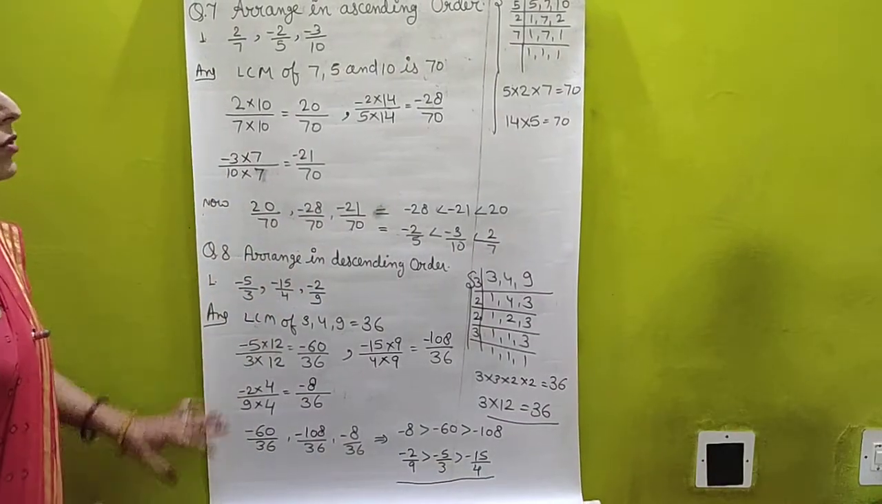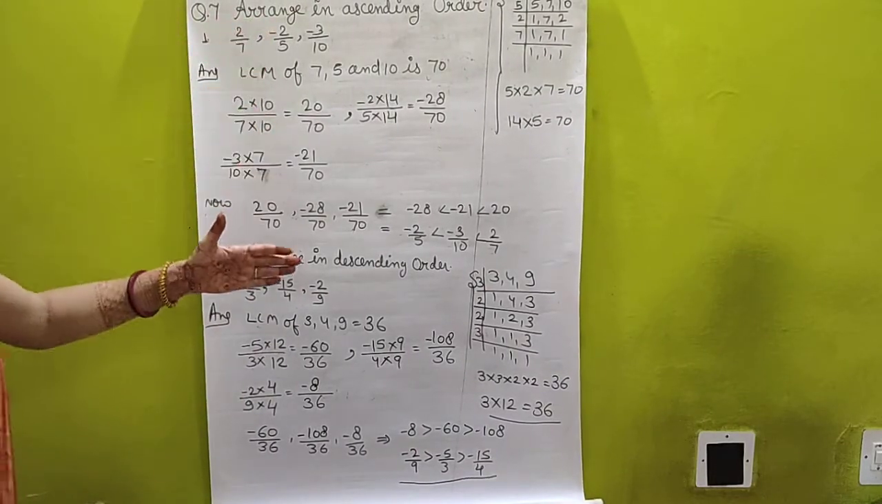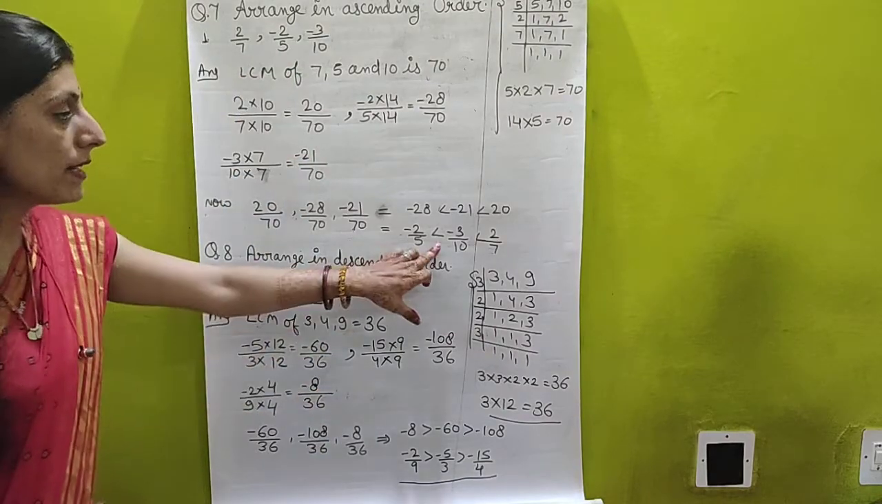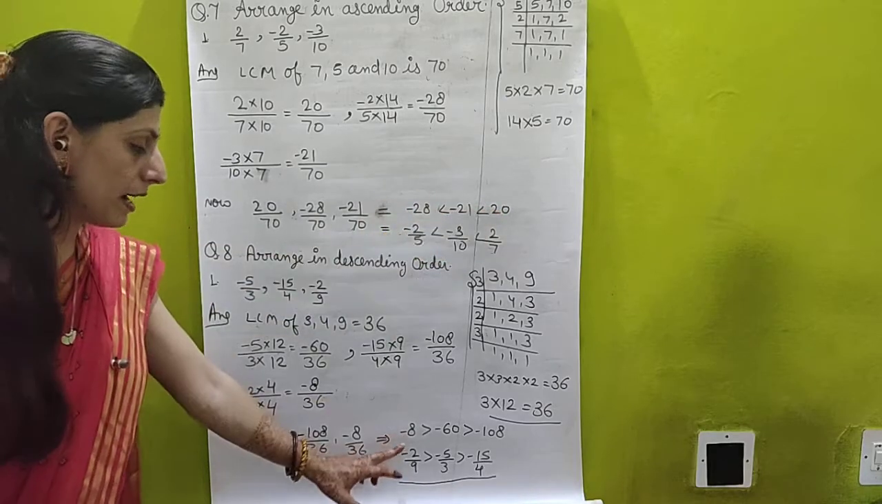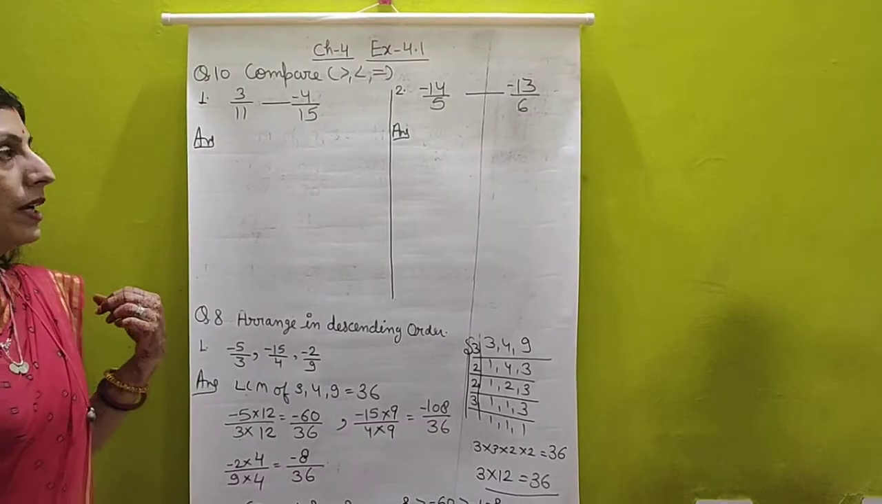So both the questions are the same. All the process of solving these, descending and ascending order, is the same, but only in the last step here I have arranged smallest to largest and here largest to smallest. Okay students.